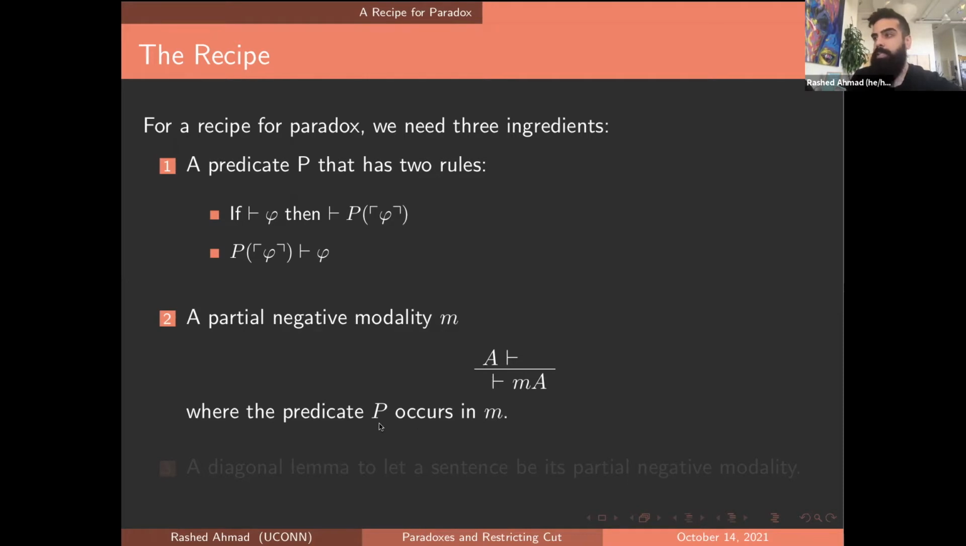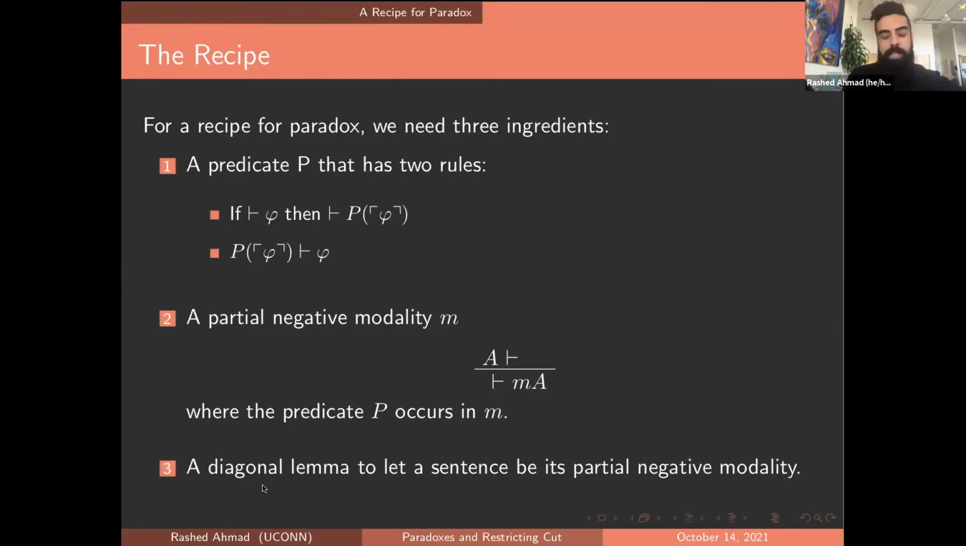The crucial part is the partially transparent predicate must appear in M. In that case, we call it a partial negative modality. It's a method for finding the paradoxes. Again, this will also become clearer in the next slide with examples. Finally, if we're doing something like Gödel coding, we need a diagonal lemma to let a sentence be its partial negative modality.